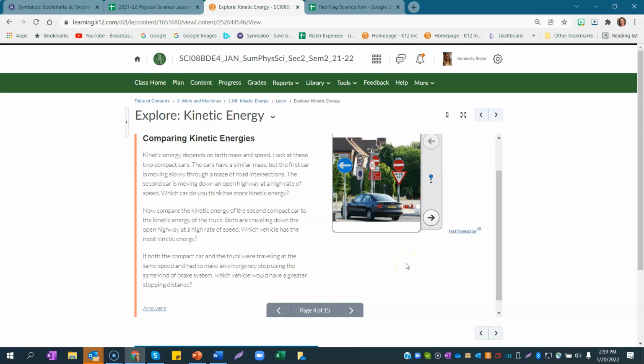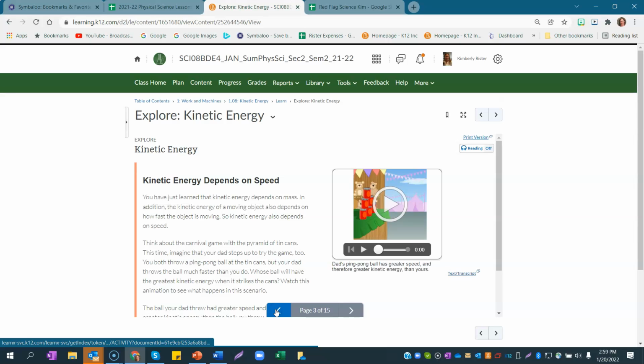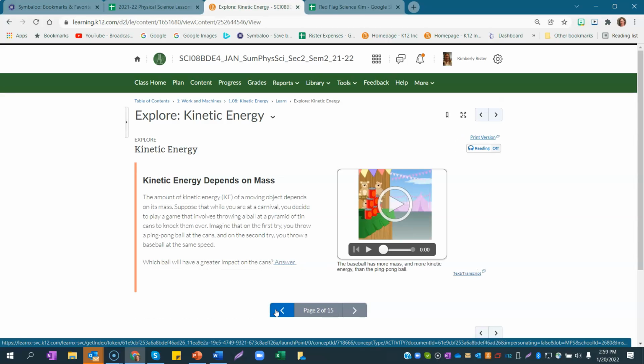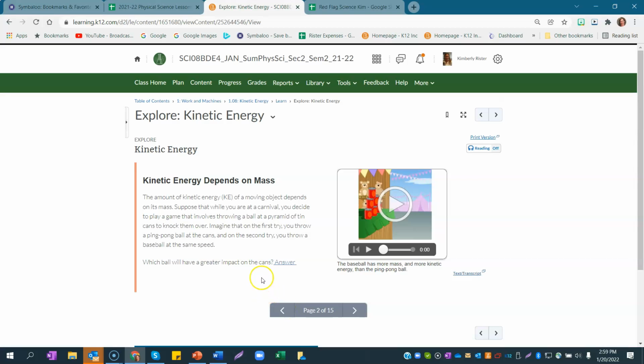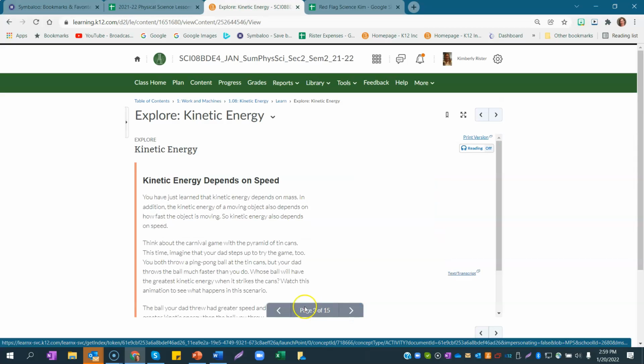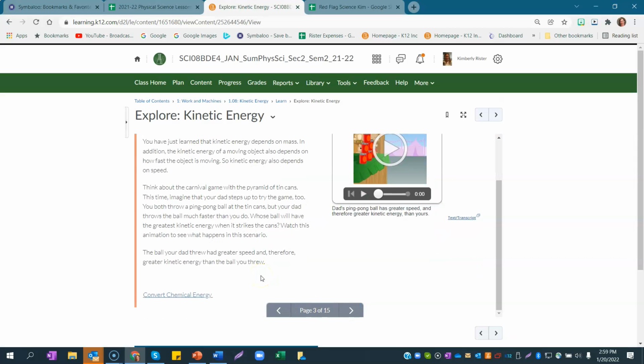All right, so comparing kinetic energies. Let me make sure, I kind of got off track with the guiding questions. I got distracted. Two things that kinetic energy depends on, and why. So if we go back, remember kinetic energy depends on speed and on mass. And if we were answering why, we can look in here and just know that the heavier the object, the more mass the object has, the greater impact it will have. And for speed, it says the faster it's going, the greater the kinetic energy it will have. So that's the why.